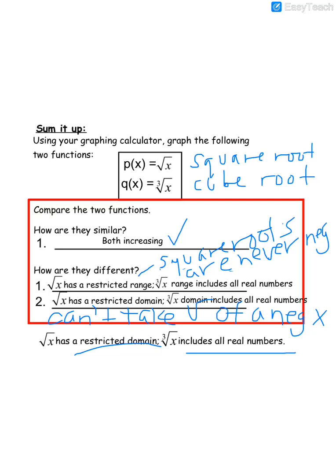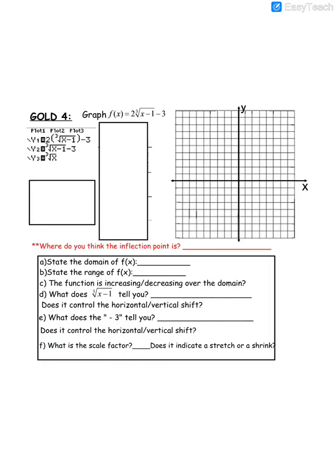All right, Silver's going to shut off here, and you're going to work on your Google form, which is due on Friday. Gold's going to stick with me, and we're going to take a look at gold 4. This has two things going on. It has a dilation because it has an A of 2, and it has a translation because it is sliding.